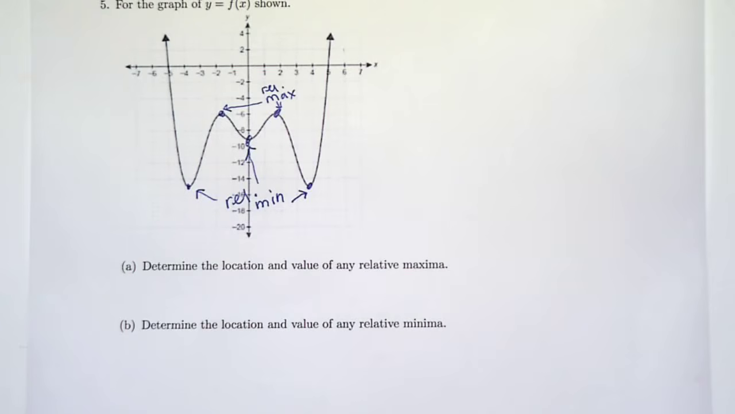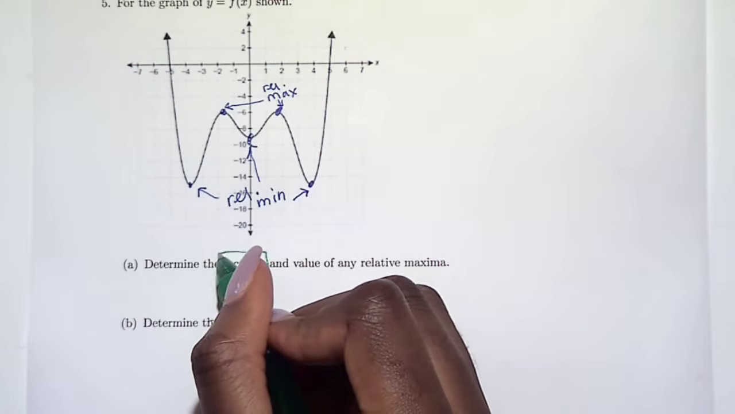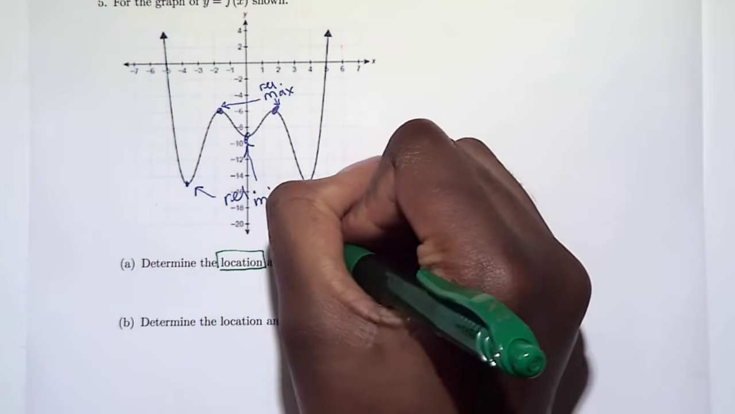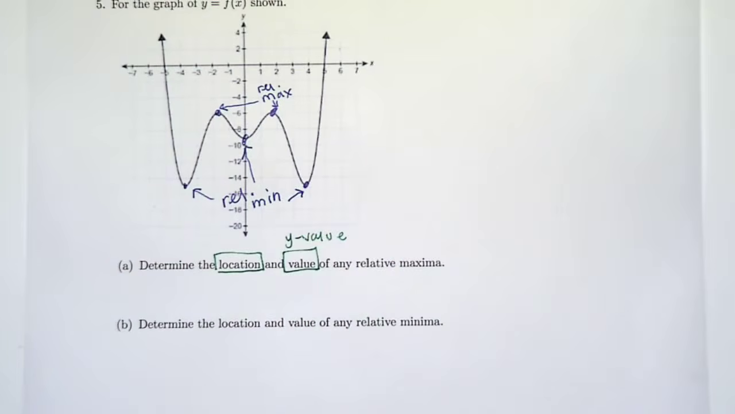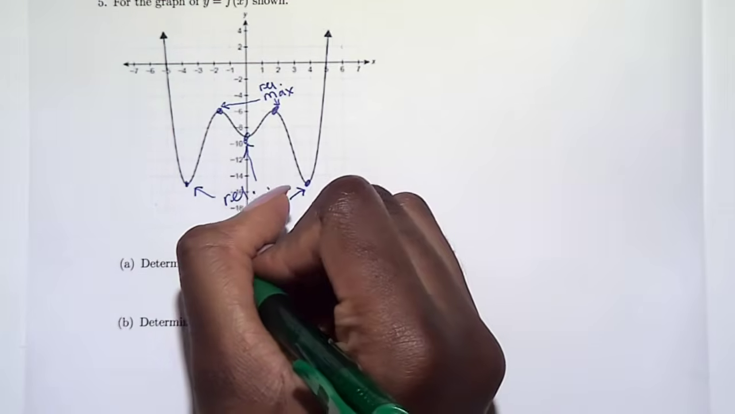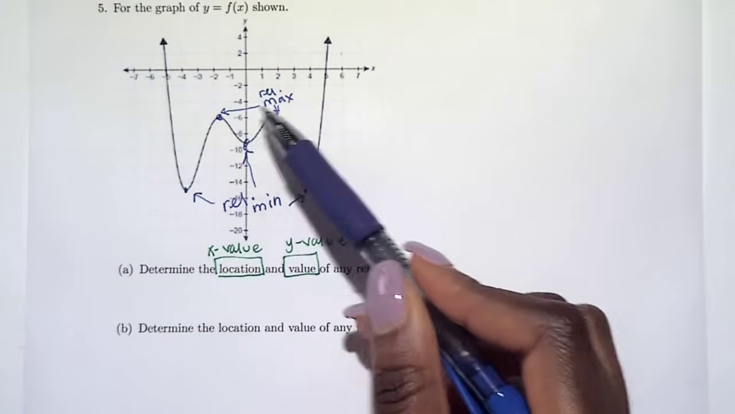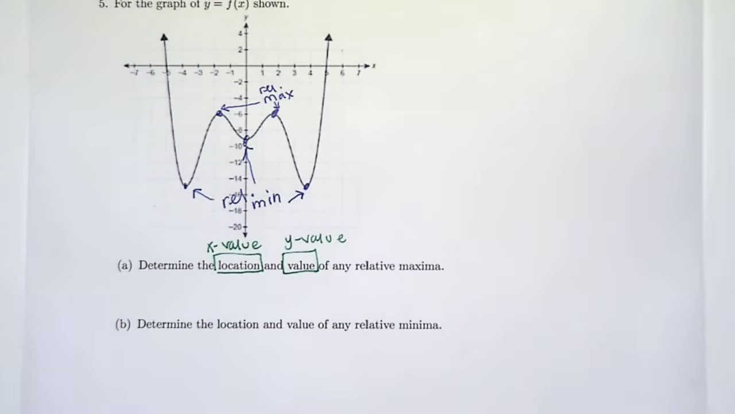Okay, so it says determine the location and the value. So location means one thing, value means another. All right, so I mentioned before, what does value of a function mean? The y value, which means the location that the y value happens is the x value. So to answer this question, determine the location and value of the relative maxima. Well, we found them up here. So now we just have to break them up into x and y components.